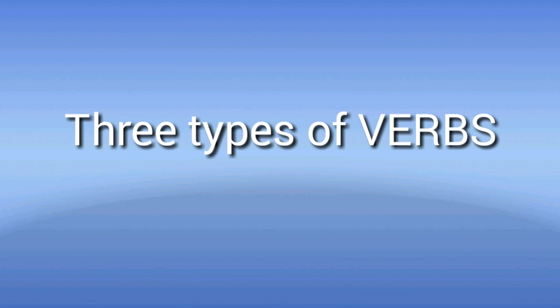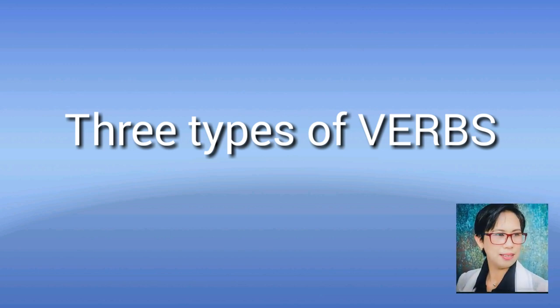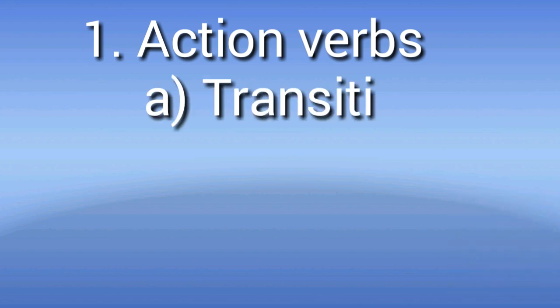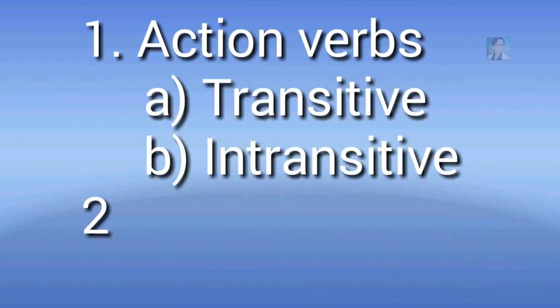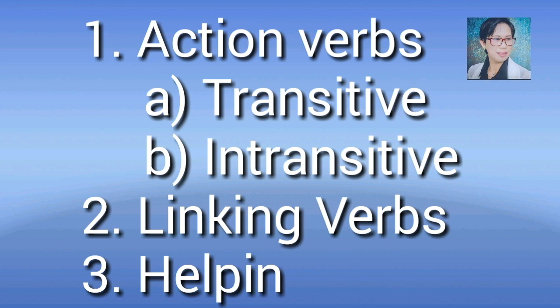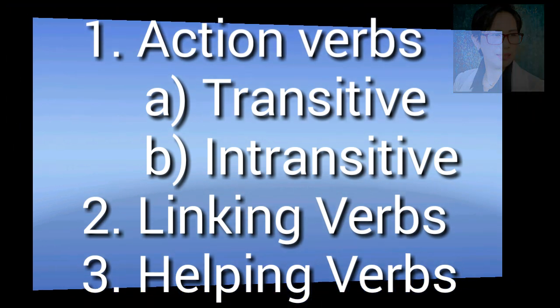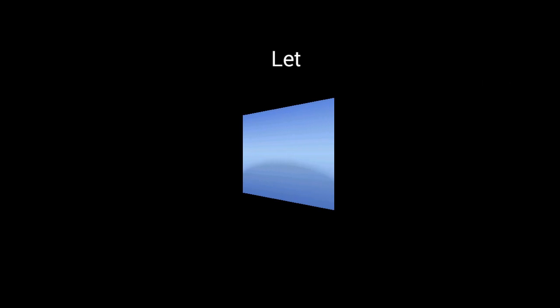Yes, there are 3 types of verbs. Number 1, action verbs. Action verbs are divided into 2 categories, the transitive and the intransitive. Number 2 is the linking verb, and the third one is the helping verbs. Let's start with the action verbs.